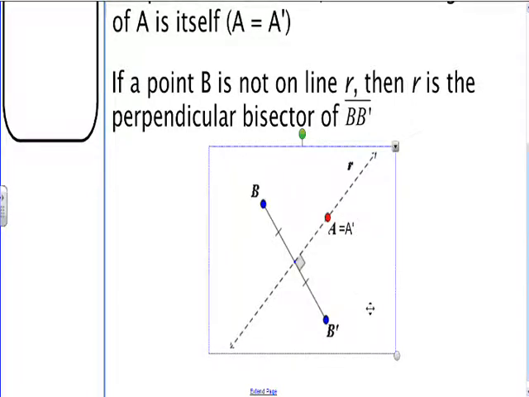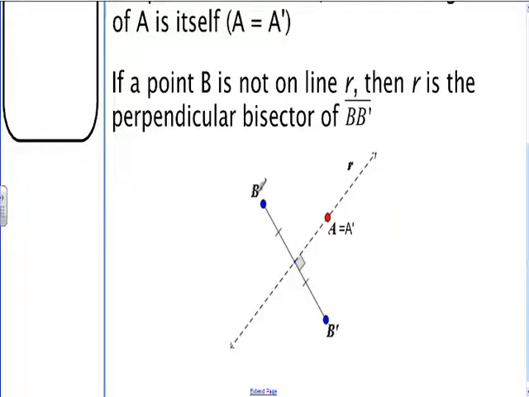It doesn't move because it's on the reflection line. But if we had point B, like we have right here, and I reflected it over line R, I'd basically be folding, if this were on a piece of paper, I'd be folding the paper along that line, and where that new point matched up would be the new transformed point, B prime.